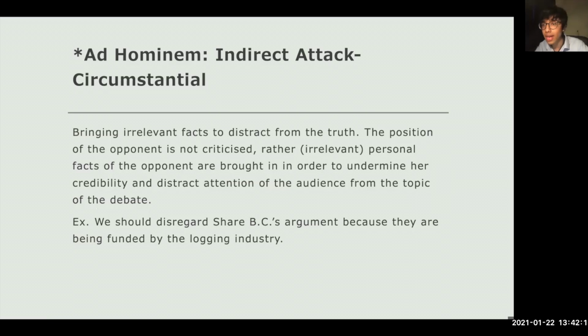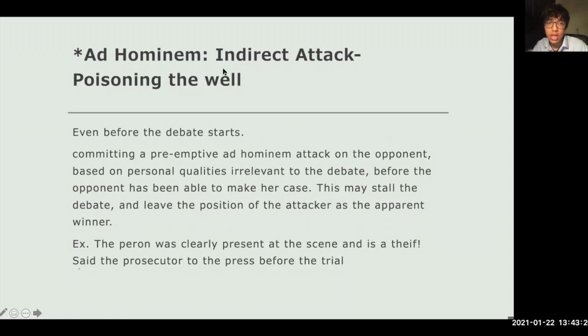Now, this might be a climate debate. And although this might seem like a good argument to make, from a purely pragmatic perspective, this isn't, because it's not related to the debate. The person's or the corporation's view still matters, even though they are being funded by the logging industry. All right. Ad hominem, indirect attack, poisoning the well.